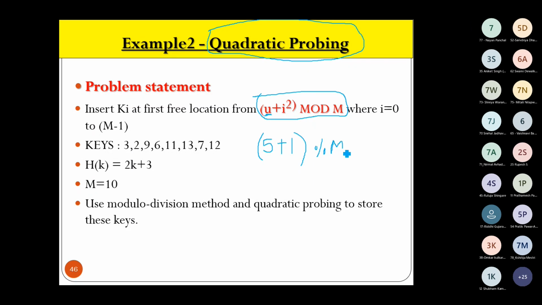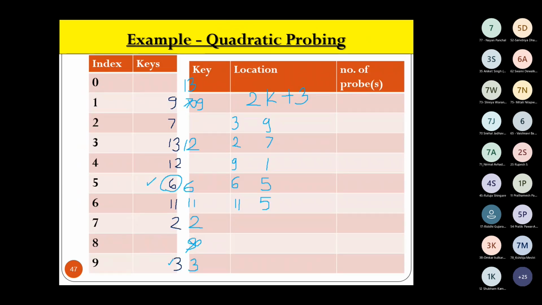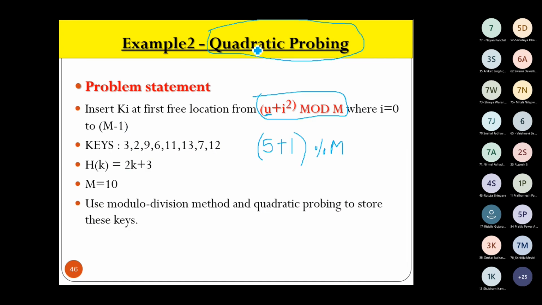But before that we will check whether it is free or not. Location 6 free hai kya? Yes, it is free, and hence 11 will be placed at location 6. Though its home address is 5, it will be located at 6 because of collision. Getting this? अगर लोकेशन 6 फ्री नहीं होता, तो हम क्या करते? It is quadratic probing, that means degree 2 में, i के degree 2 में हम आगे जाते.